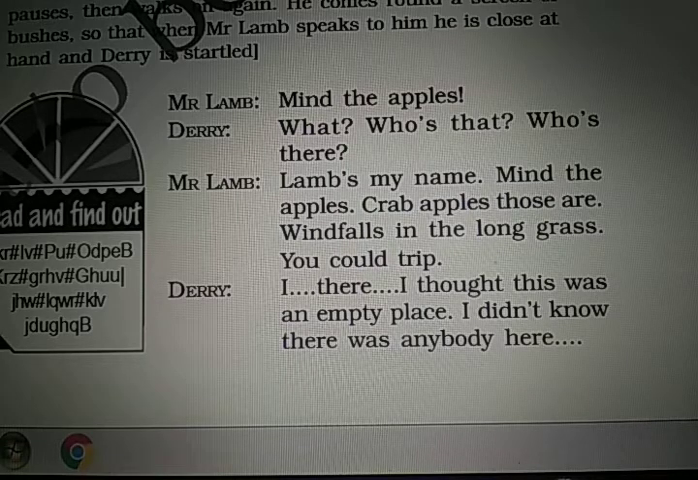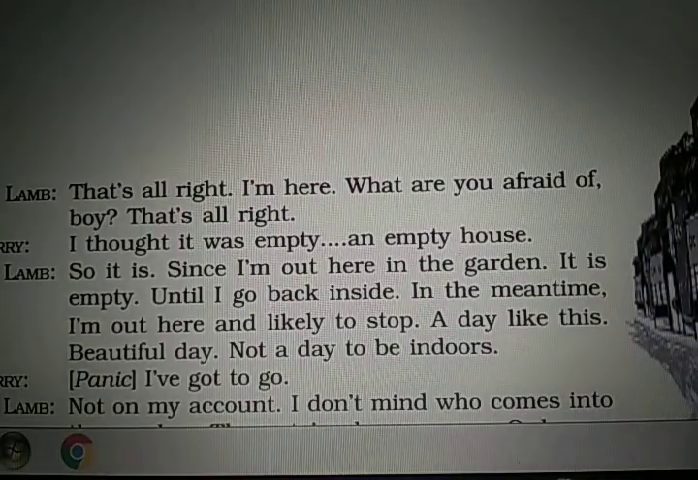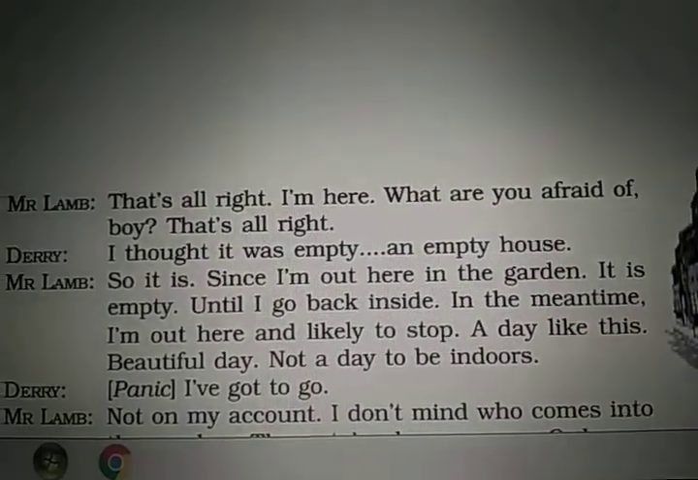Derry: "I thought this was an empty place. I did not know there was anybody here." I thought that nobody would be inside the garden. That is why I entered. I didn't know that there is someone. Means you are two there. I had no idea that you are there. Otherwise I wouldn't have come inside.